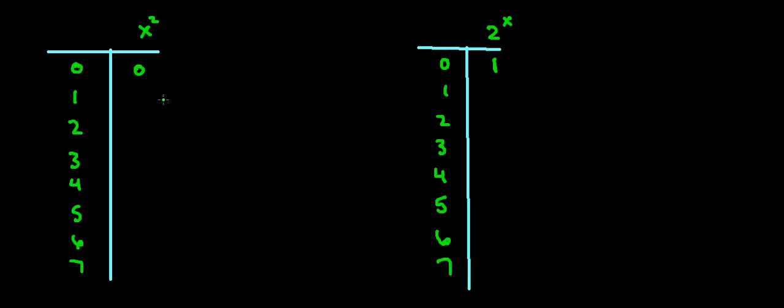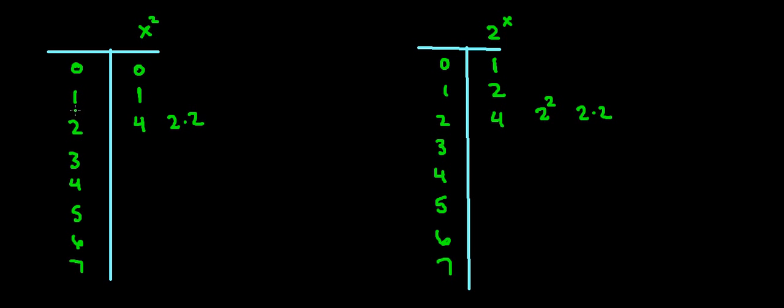So if you forgot those properties of exponents, you should go back and review. If we put in 1 here, we're going to get 1. Put in 1 here, we get 2 to the first, which is 2. Here, we're going to get 4. It's 2 times 2. Here, we get 4 as well. We get 2 to the second, which is the same as 2 times 2.